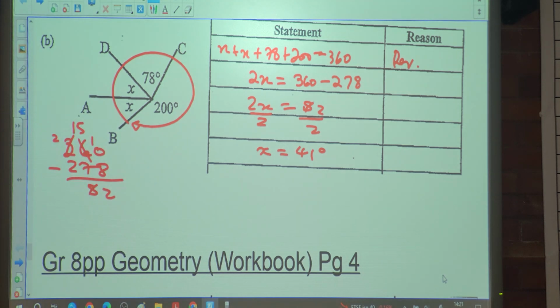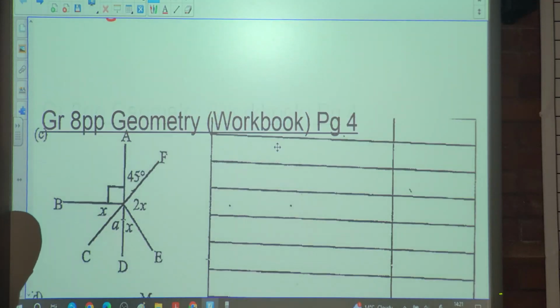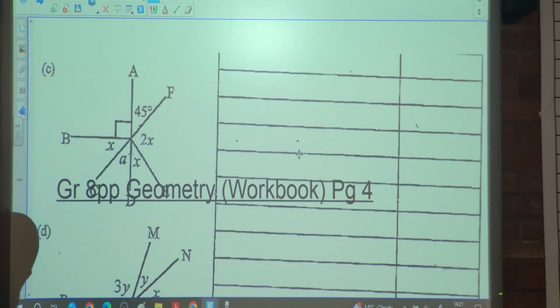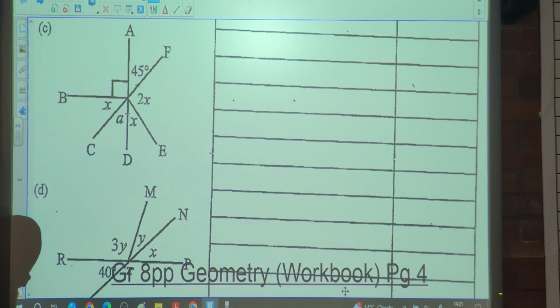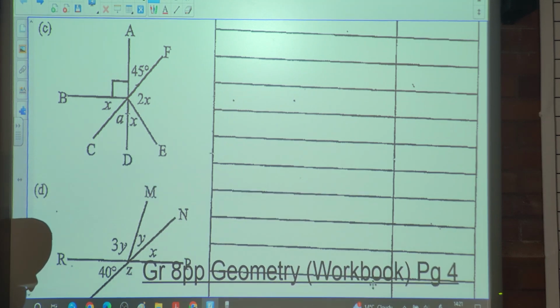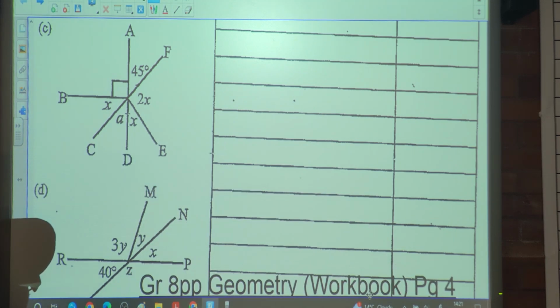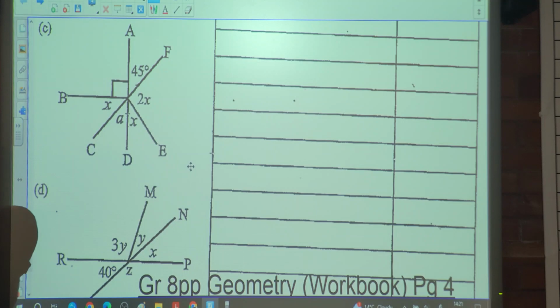Any confusion there? No. Let's carry on with the next question. C. How are you going to calculate x? Or A? Let's go with A first.